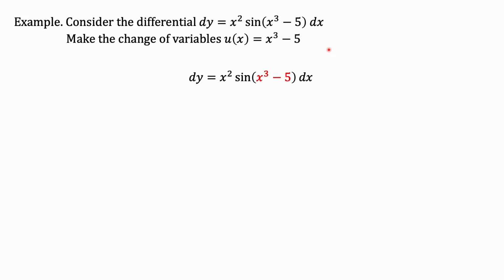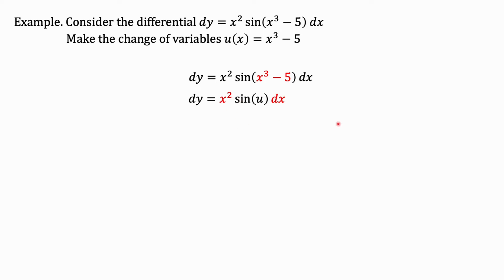In this case, we were told what to choose for y. But what just turned red there inside of the sine function, that x cubed minus 5, is going to be replaced with u. So now our differential looks like dy equals x squared times sine of u dx. But that's a problem because we've changed the variable in one spot to become u, but we didn't change it anywhere else. We only changed the u on the inside, and we didn't change these other terms here, the x squared dx. Those are still in terms of x.